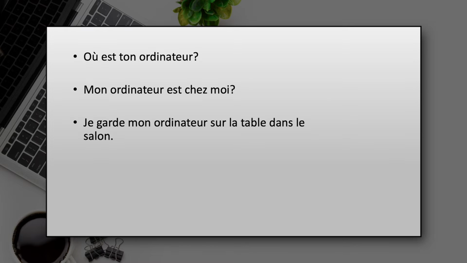Je garde mon ordinateur sur la table dans le salon. Meaning, I keep my computer on the table in the drawing room. So, in the previous lesson, we have also learned different rooms of a house or of an apartment. Le salon, la salle à manger, la salle de bain, la chambre, le balcon, le jardin. Je garde mon ordinateur sur la table dans le salon.